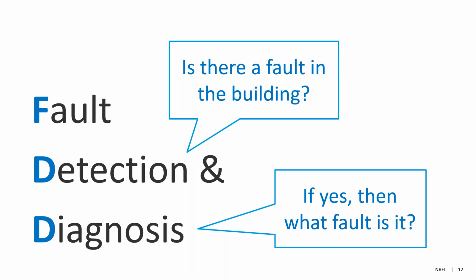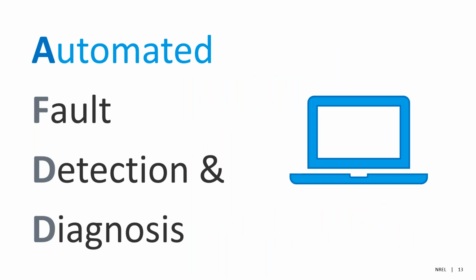So fault detection and diagnosis is often abbreviated FDD. So you may hear me say FDD. You'll also see automated fault detection and diagnosis, or AFDD. And the automated just means that the fault detection and diagnosis process is being performed by a computer system or a piece of software rather than by a person who's doing it manually. So it automates the process of fault detection and diagnosis, and then can report the FDD results to an end user in an automated way.